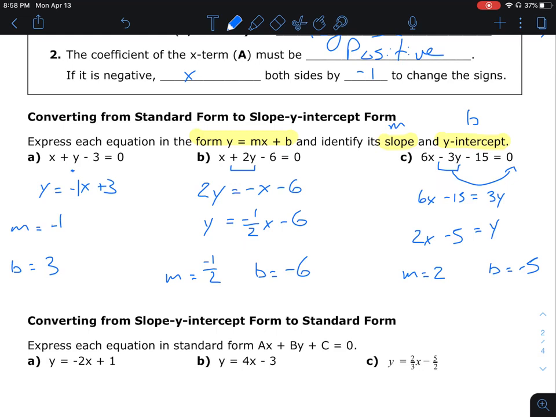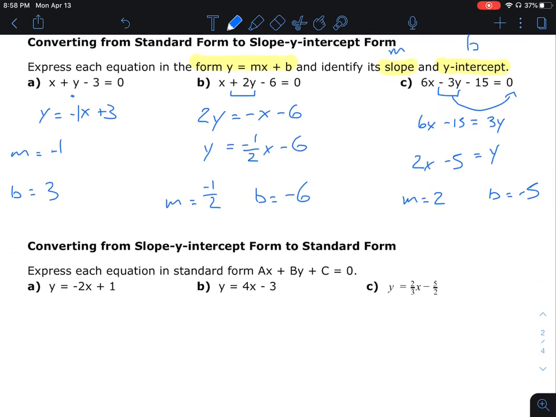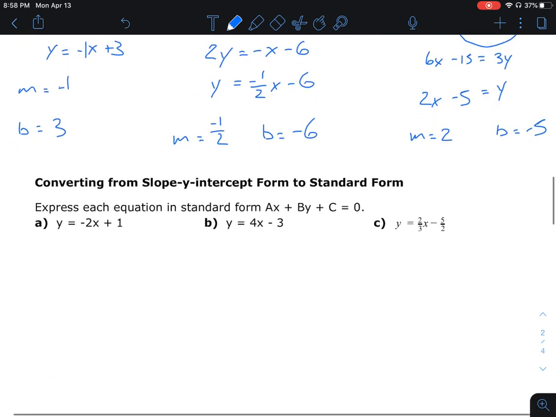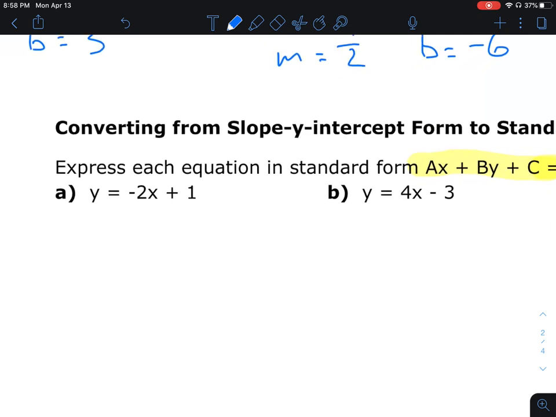So we've converted from standard to slope-intercept. Now we're going to go the other way around, converting slope-intercept to standard form. Again, standard form right here, ax plus by plus c is equal to 0. So I have my slope form for this line here. I need to set one side to 0. And how do I do that? Well, I would subtract a y from it. So it would be 0 is equal to negative 2x plus 1 minus y.